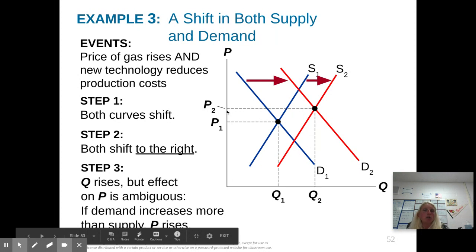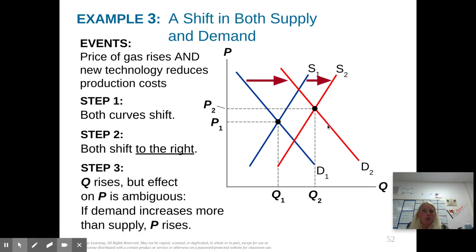When it's a double shift, this is ambiguous, meaning, because what if it shifted over here? The price could be here. Or what if it shifted here? The price could be there. It just depends. So we don't know.